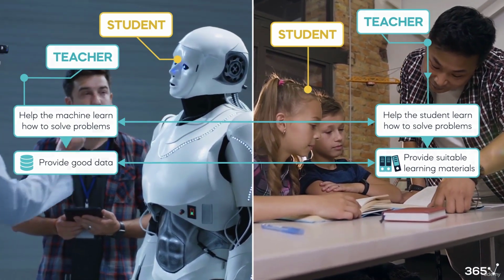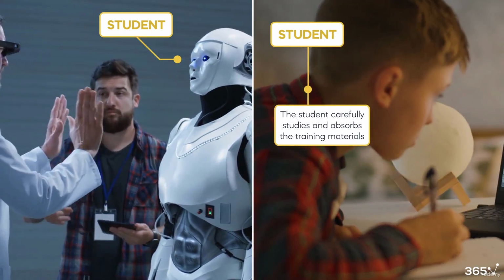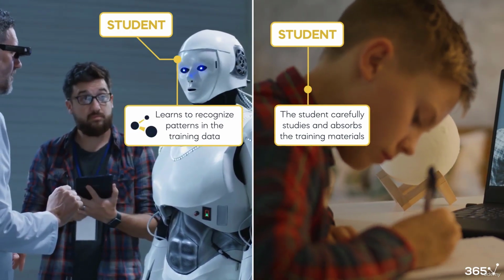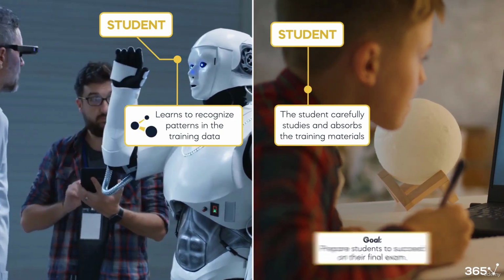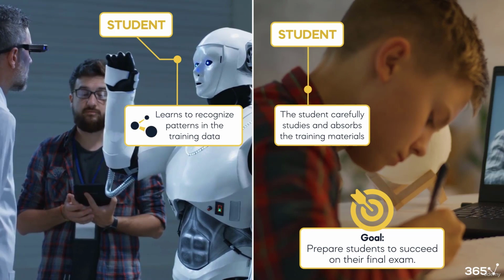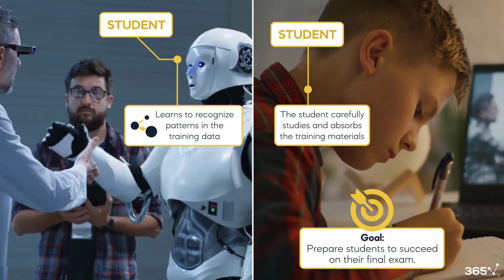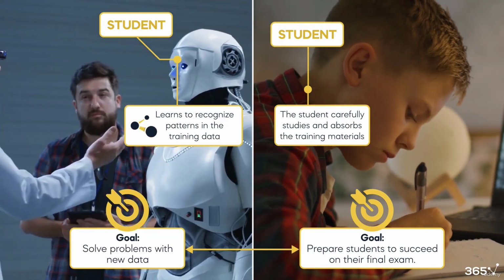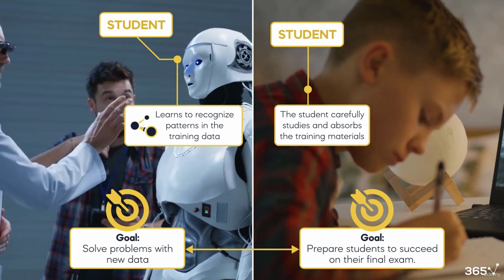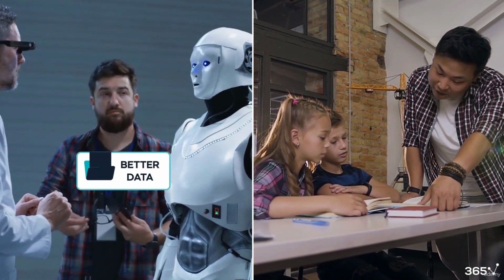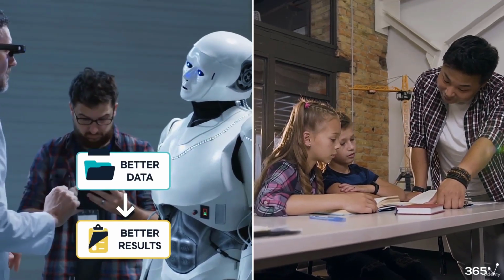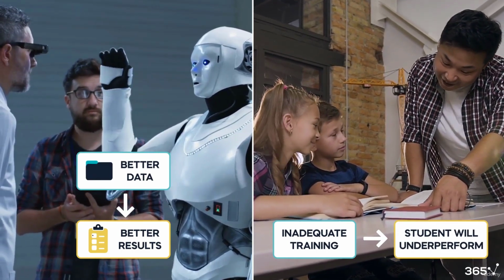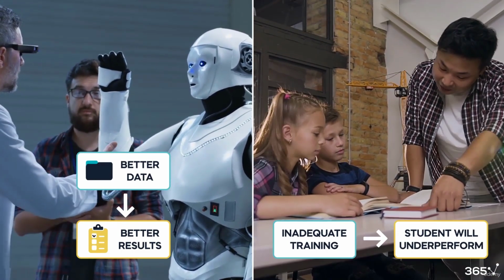With sufficient information, the student carefully studies and absorbs the training materials. Similarly, the machine learning algorithm learns to recognize patterns in the fed training data. The aim is to prepare students to succeed on their final exam, featuring unfamiliar questions that test previously covered material. In the ML model's case, we aim to teach it how to solve a particular problem with data it has never seen. The more up-to-date and better the training data, the better the model can solve new, challenging problems it has never seen. Without adequate training, a student may underperform compared to a well-taught one, regardless of natural talent.